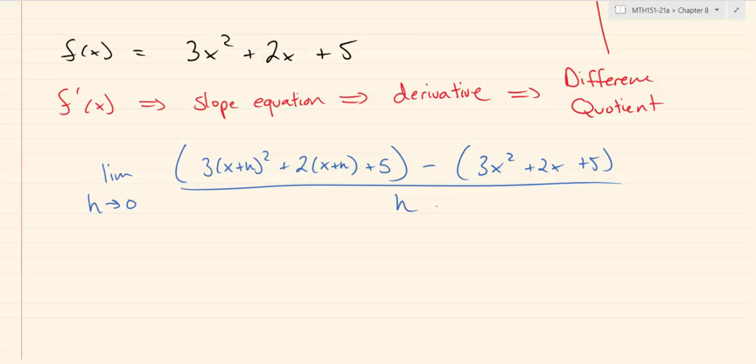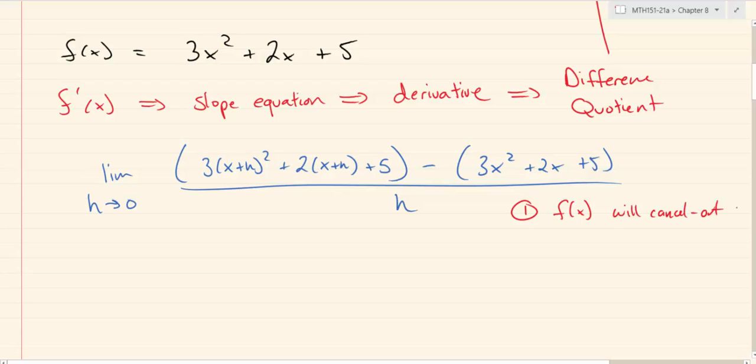And I'm not going to go through all the arithmetic of working this out. There are 2 nice things that you can anticipate happening. The first nice thing is that f of x is going to cancel. So you know that this 3x squared is going to cancel with something over here. You know that 2x is going to cancel with something over here. And you know the 5 is going to cancel out with something here. So f of x will cancel out completely.